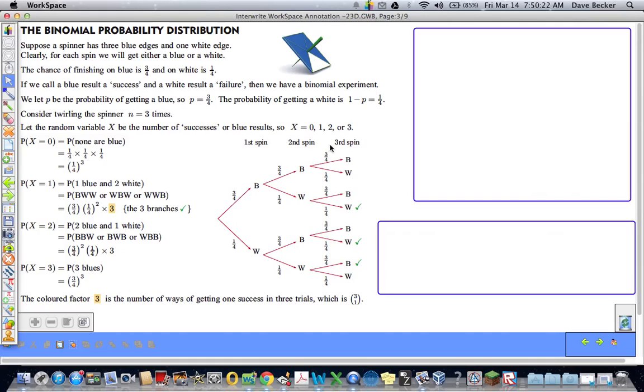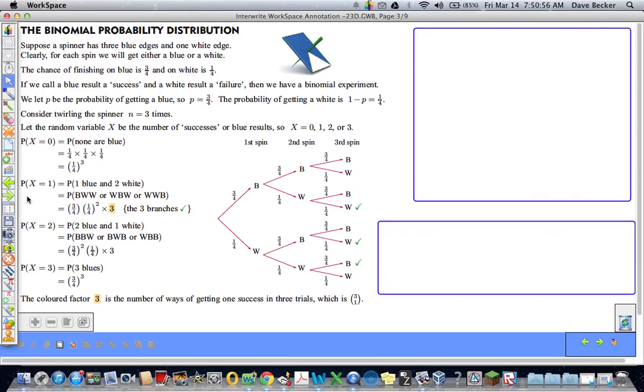We can be successful 0 times, 1 time, 2 times, or 3 times. So let's find the probability that the random variable X is equal to 0, that none are blue. That means 3 whites in a row. So that's easy. That's 1/4 times 1/4 times 1/4, or 1/4 cubed. And all of this is represented here on this tree diagram. That particular one are these branches right here.